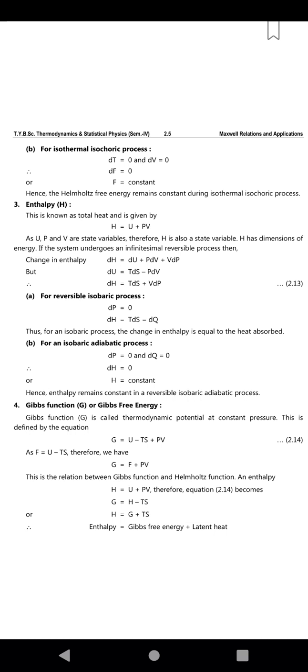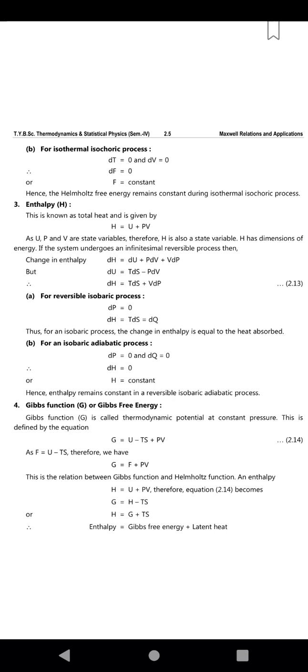Now the second condition is for an isobaric adiabatic process. Isobaric means dP equal to 0, adiabatic means dQ equal to 0, म्हणजेच dH equal to मिळणार आपल्याला 0, म्हणजेच H equal to constant. It means that in isobaric adiabatic process enthalpy of the system remains constant.